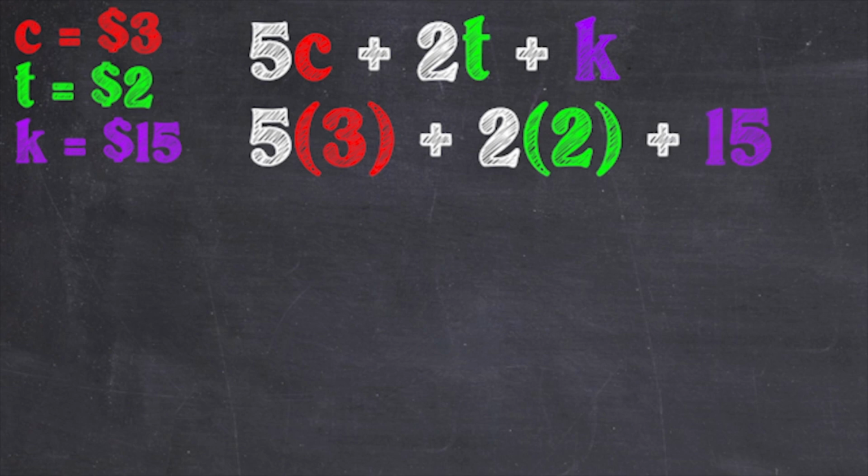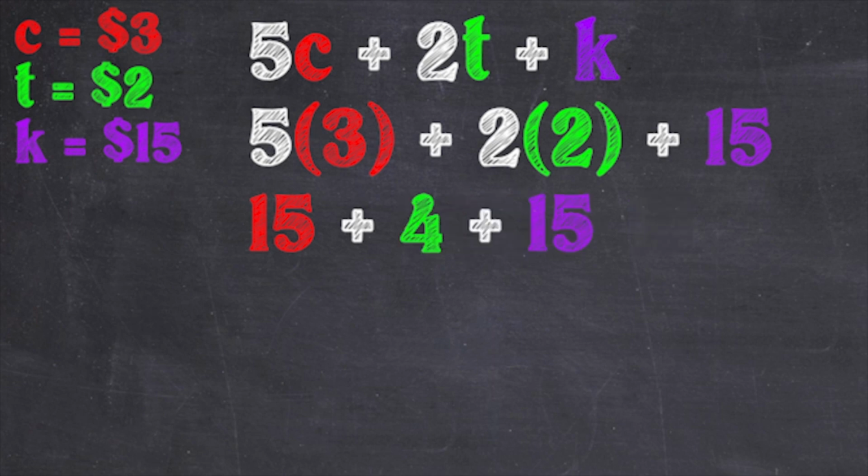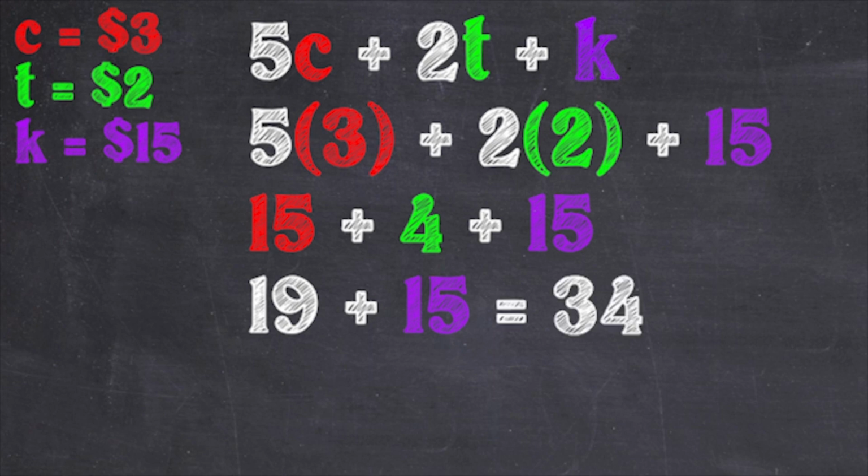This would give us 5 times 3, which is 15. So the total cost for chips was $15. There are 2 ice cream tubs for $2 each. So the ice cream cost a total of $4. Finally, there was just 1 birthday cake for $15. Adding up the individual costs would give us the total cost as $34.